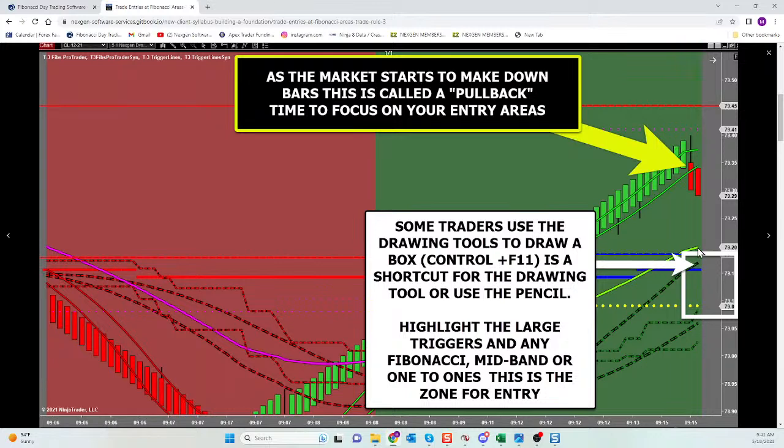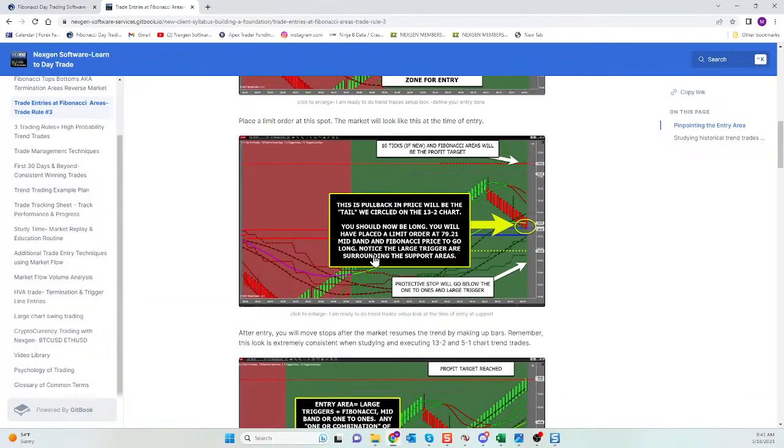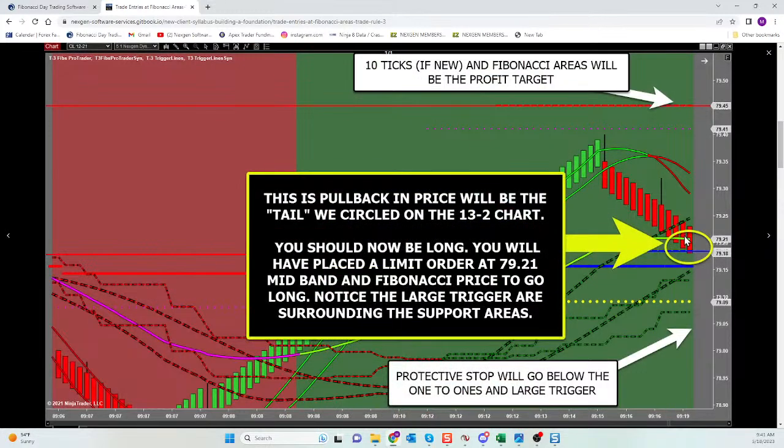Guys, your job is to put a limit order at the top of that window for long trades, to put a limit order at the bottom of that window for short trades. Because of the momentum on the 13-2, because of the clear path on the 13-2, we're not going to trip over pennies to try to save dollars. I'm putting a limit order a tick or two above that highest point of support, that mid band inside of favorable large triggers. And if the market chooses to come back to that window, I'm in a long position.